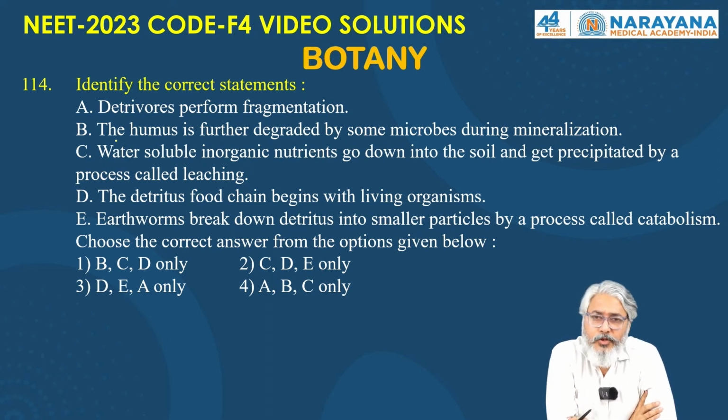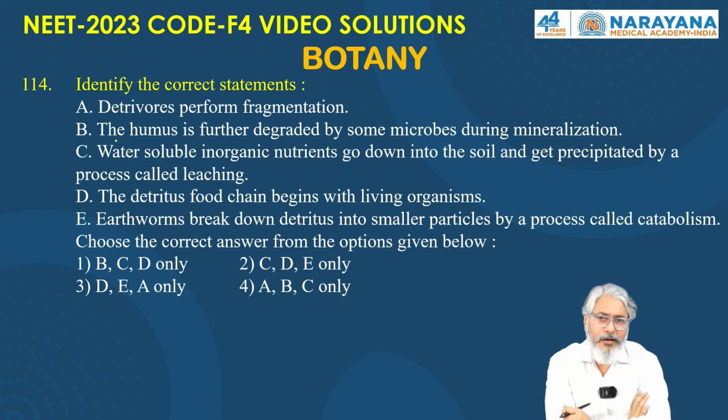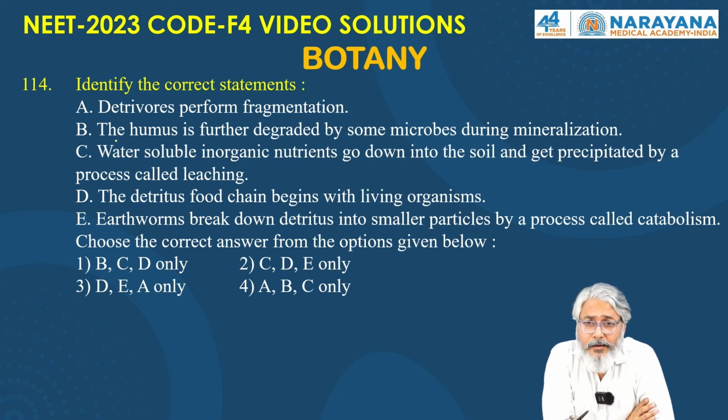D. The detritus food chain begins with living organisms. Actually, the grazing food chain begins with producers. Here they are giving the detritus food chain. It begins with detritus, and detritus is dead organic matter. So D is not correct.